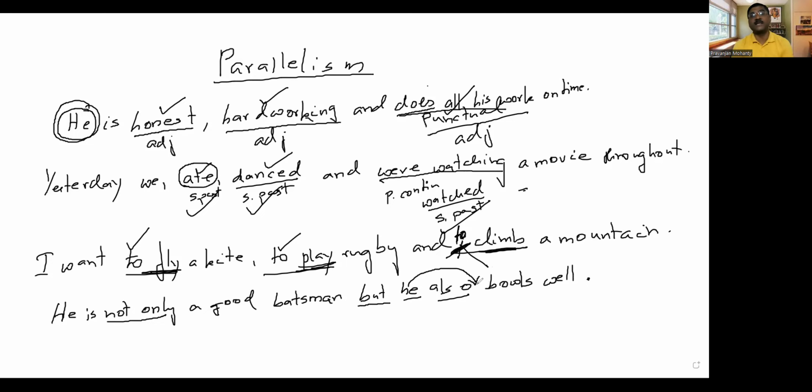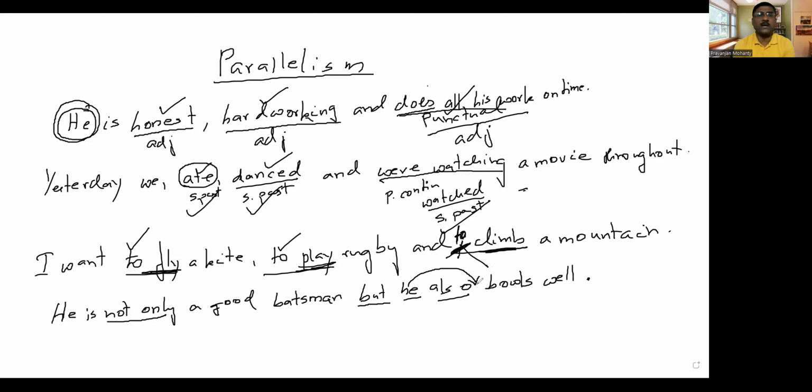Means the concept says the sentence structure before and after and, but, the sentence construction behind these two conjunction words should remain the same. Right? The sentence construction before and after and, but should remain the same. Then only it is known as a parallel structure.